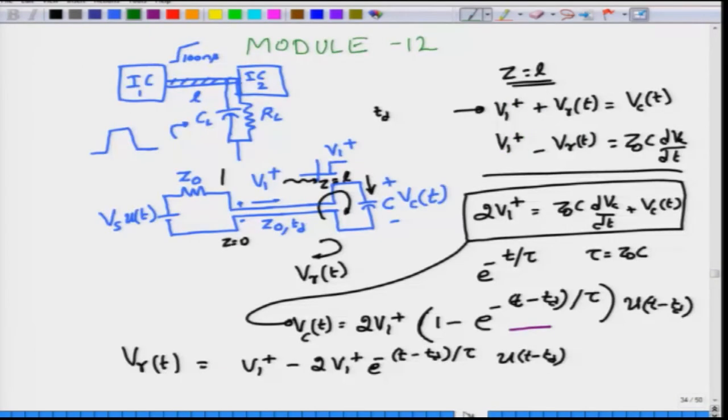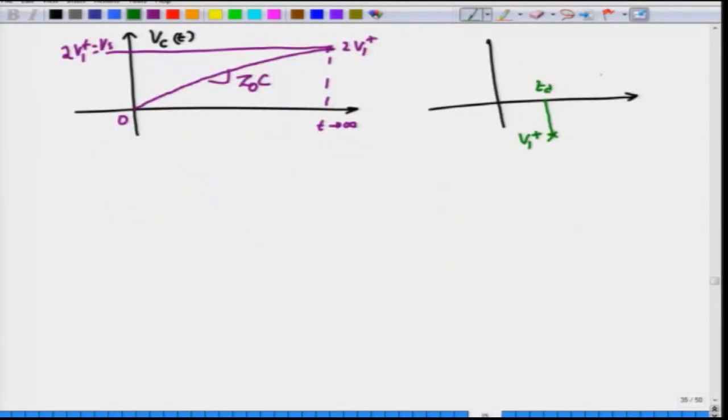What is the final value? Look at this. Finally, this exponential term will go to 0, and whatever remains will be V1 plus alone. So, eventually it is going to go to V1 plus, but this has to go exponentially, right? So, this is the step voltage of magnitude minus V1 plus at Td, and then it eventually goes off to V1 plus. At some point it does cross over 0. This is Vr of t, okay?